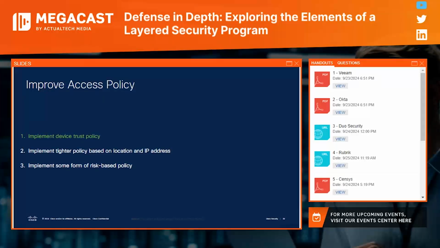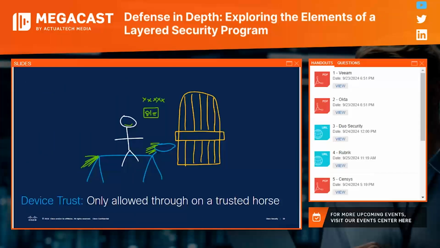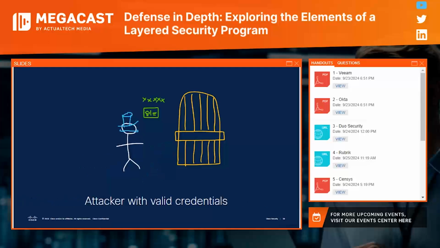Just to zoom in on one of these right now, I think it's very interesting to think about device trust policy. To go back to my drawings here, basically, device trust policy adds on the requirement that you're only allowed through the authentication gate on a trusted horse, which can be kind of nice, because if this is a user and they're showing their credentials, we let them through.